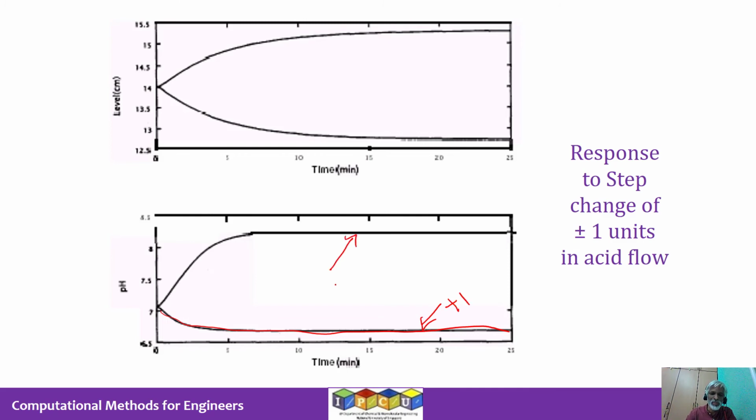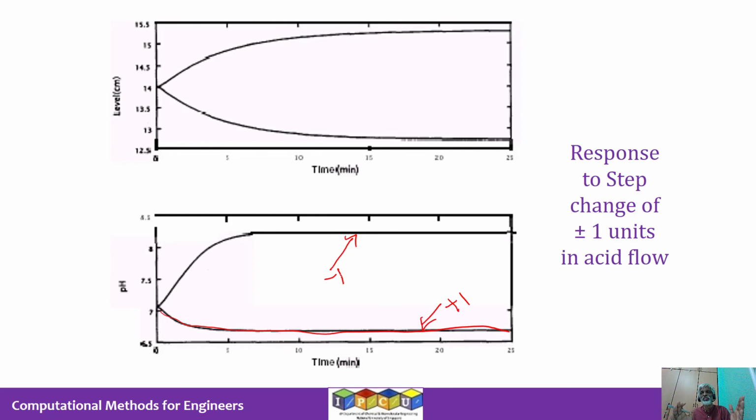This is the response of the system to a -1 change in the acid flow. The amount of change in the acid flow is the same in both these experiments, but what you see is asymmetry in the response. The system responds more if you have a -1 change in acid flow compared to the case where you have a +1 change in the acid flow. The speeds of the response are also different, as you can see in this diagram.